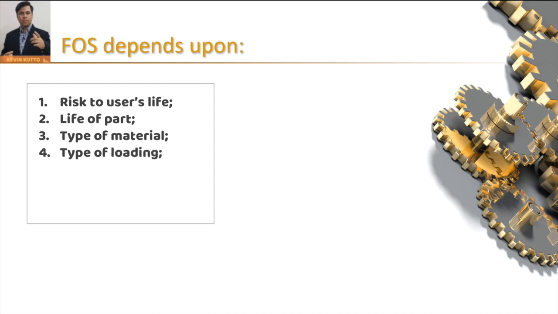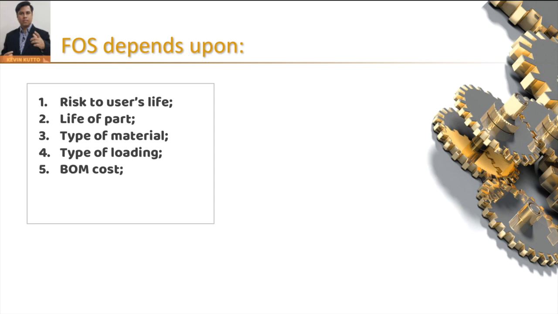The fourth factor is type of loading. Is your load a constant load, a varying load, or an impact load? Definitely if your load is constant, you can take a little or minimum factor of safety. If your load is an impact load or bearing load, then you have to go for a higher factor of safety. So definitely the type of loading will also decide what kind of factor of safety you are going to choose.